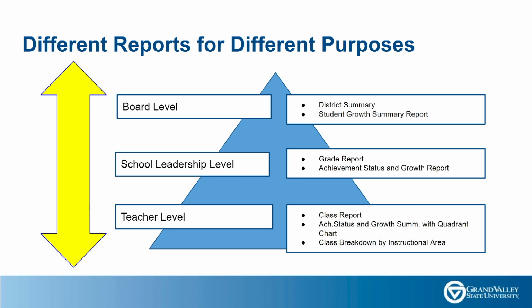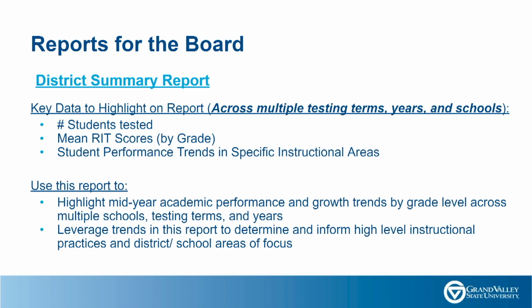At the school leadership level, we're going to take a look at the grade level reports and achievement status and growth reports for individual classrooms. And then finally, our work at the teacher level will consist of looking at the class report, the achievement status and growth summary with quadrant chart, and the class breakdown by instructional area report. So you can see, according to this diagram, we're going to go from very high level to very granular at the teacher level and classroom level.